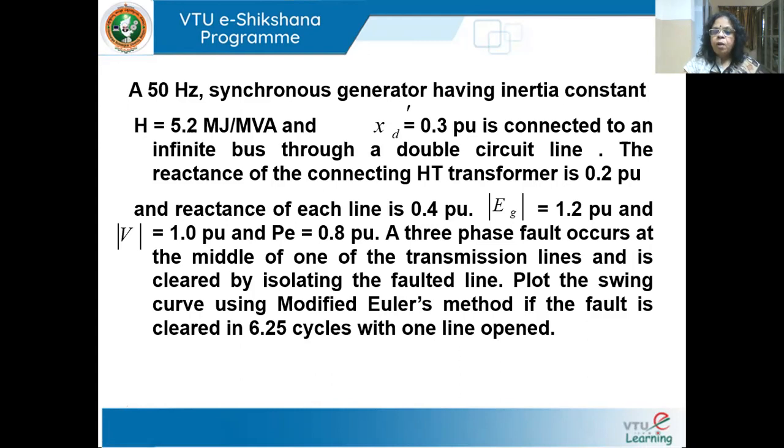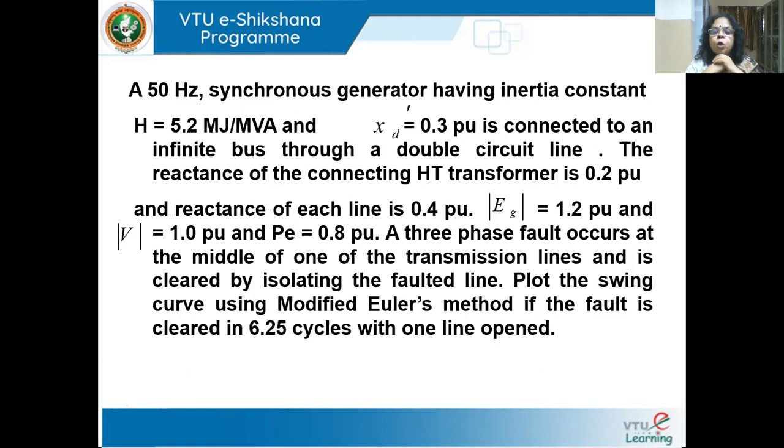A three-phase fault occurs at the middle of one of the transmission lines. It is cleared by isolating the faulted line. That line is removed. Plot the swing curve using the modified Euler's method, if the fault is cleared in 6.25 cycles. It's a 50 hertz system, so one cycle is 20 milliseconds, 1 by 50. So 6.25 cycles is 125 milliseconds.